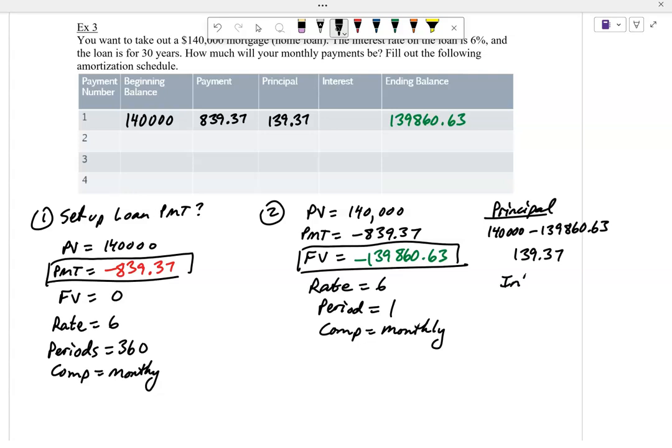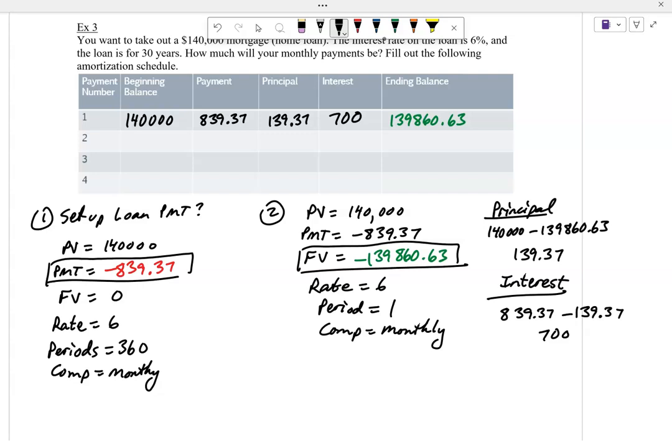So the interest here, so how much was the interest? Well, 839.37 minus what went towards the principal, you know, the loan went down by $139.37. And so $700 went straight to the bank in interest. That's our stupid tax for taking a loan out, right? No, it's a privilege of having a home if you have a mortgage, right?